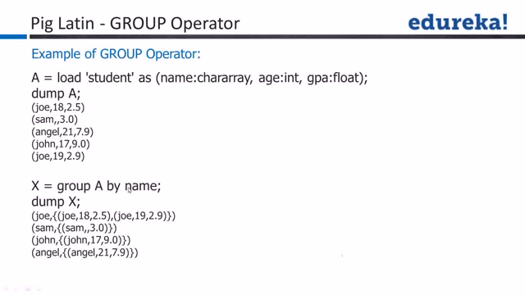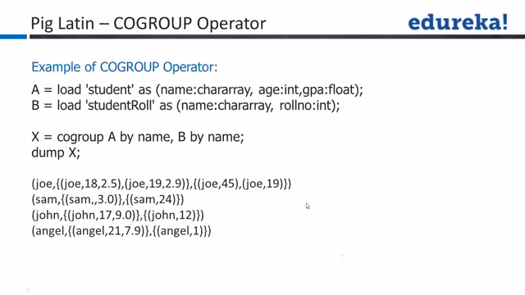The name is Joe. So in case of Joe, it will create such a structure. For Sam, it will create this. For John, it will create this. For Angel, it will create this. Is this clear to everyone? So these two will be grouped together for Joe. Let's look at how we run it, and then let's look at it on the VM itself.